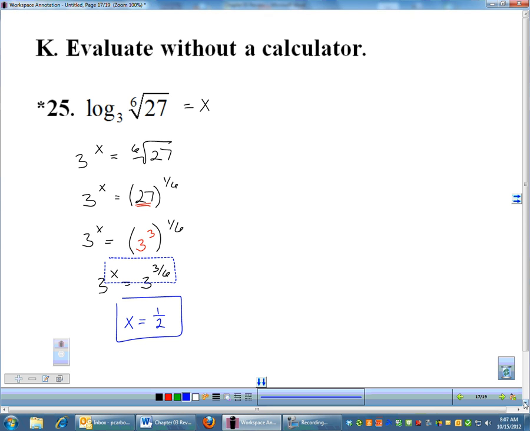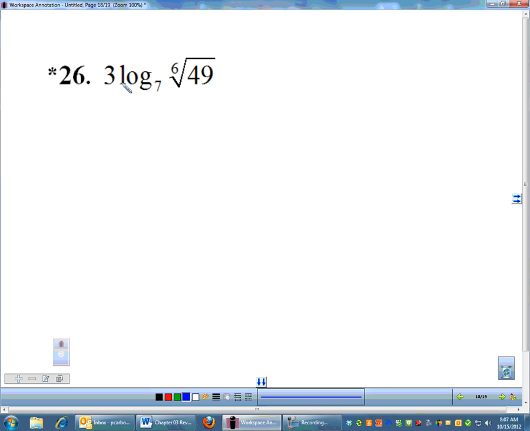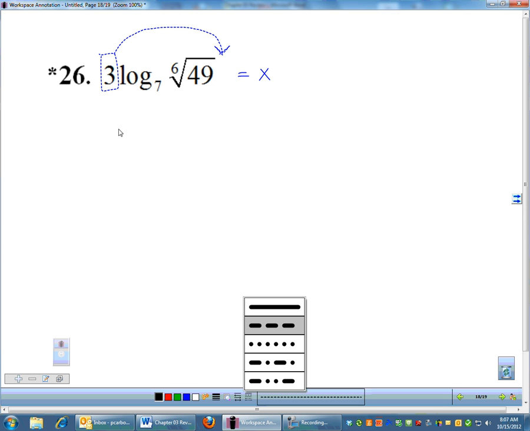Let's try the next one. Log base 7 of that. Again, I'm going to set this equal to x. But before I take it out of log form, you've got to take care of this coefficient. You cannot have coefficients of the log. So I'm going to pull that up front.